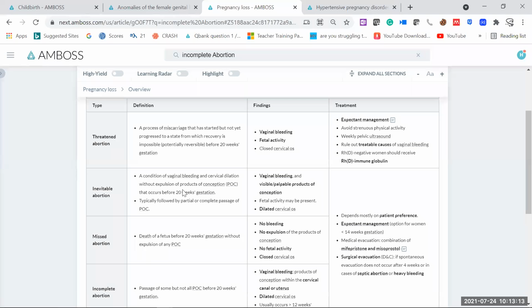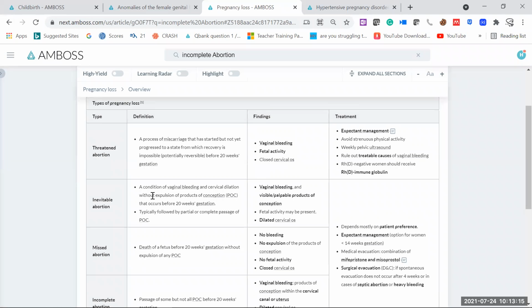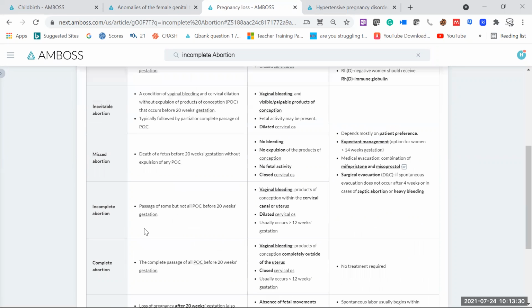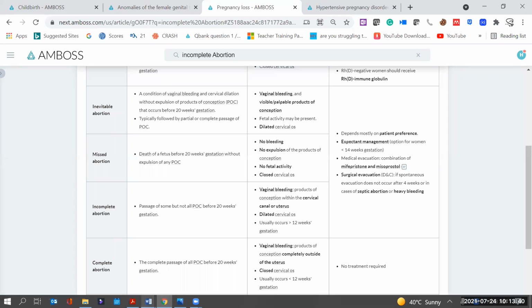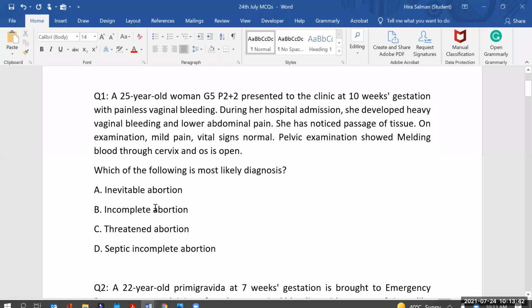In case of inevitable abortion, you can see vaginal bleeding and cervical dilatation without expulsion of product of conception. So in inevitable abortion, the patient will not say to you that she has noticed some tissue has passed. But in this scenario, in case of incomplete abortion, you will see passage of some, but not all, of the product of conception. That's why the os is still open. So that's a case of incomplete abortion. Yes, this is a case of incomplete abortion.